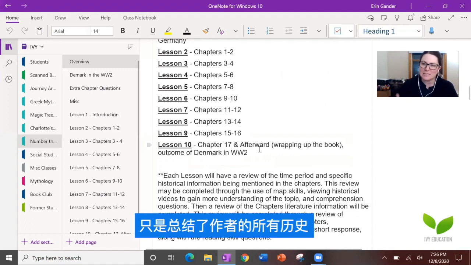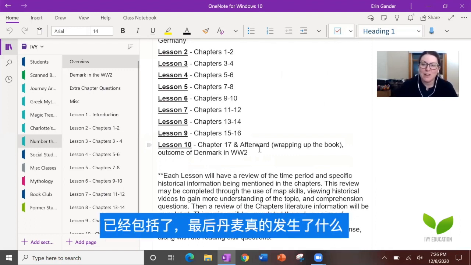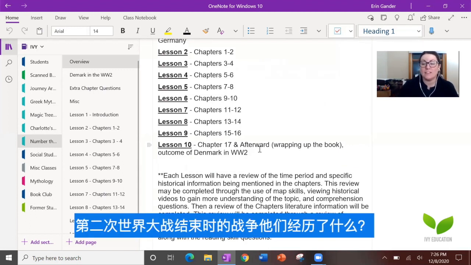And it really just kind of summarizes all of the history that the author has included, and really what happens to Denmark at the end of the war, at the end of World War II.